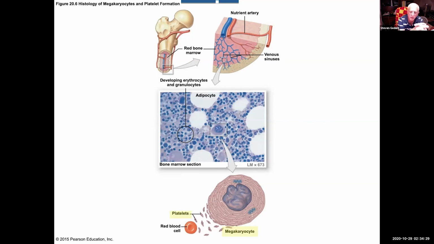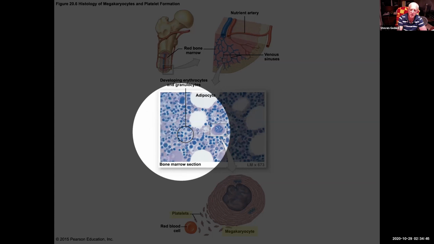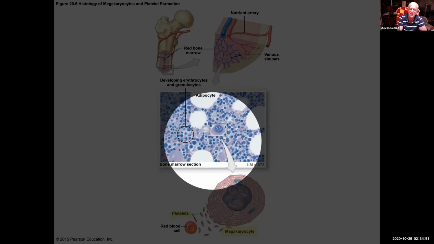And you can see in the red bone marrow, you can see the developing erythrocytes and granulocytes in the picture there. And you can see what's called a megakaryocyte. And this big thing here, right in the center of that white circle, that's a megakaryocyte. You can see how large it is compared to all the other cells. Okay, these are your red blood cells. The red blood cells are really small. Your white blood cells are the darker ones that are developing, a little bit bigger than the red blood cells. And then 10 times, 15 times the size is your megakaryocyte.